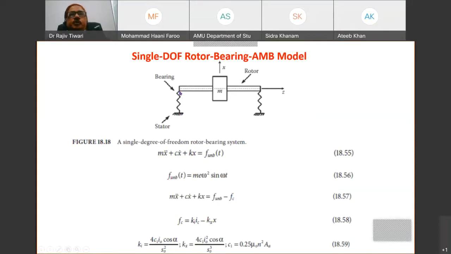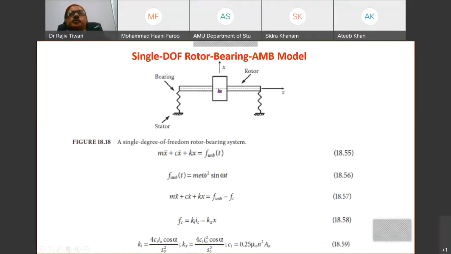We are familiar with the equation of motion of a rotor system. This is also a single degree of freedom system. So m x double dot plus c x dot plus k x. Here k is the conventional bearing stiffness, c is the conventional bearing damping, and m is the rotor mass. Additionally, we have the unbalanced force.